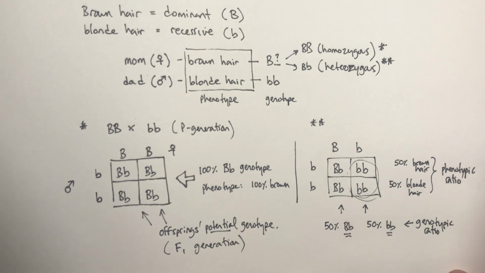So this is a very typical example of a monohybrid cross. And we can use monohybrid crosses to help us predict how these genes would pass on to the offspring and what the potential outcome might be. So the next time I see you in class, we'll look at a few more of these scenarios. Thank you.